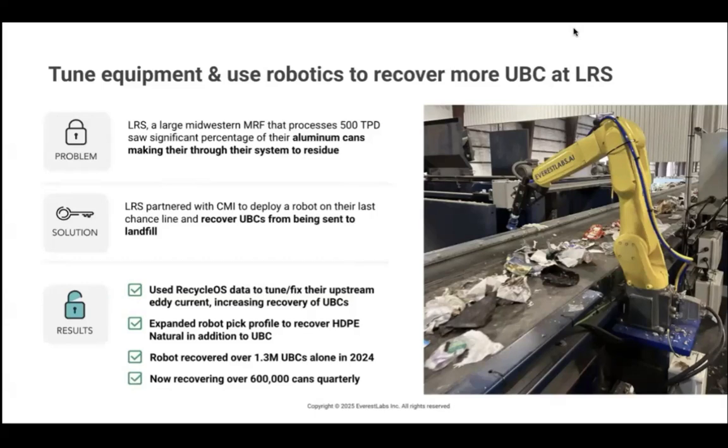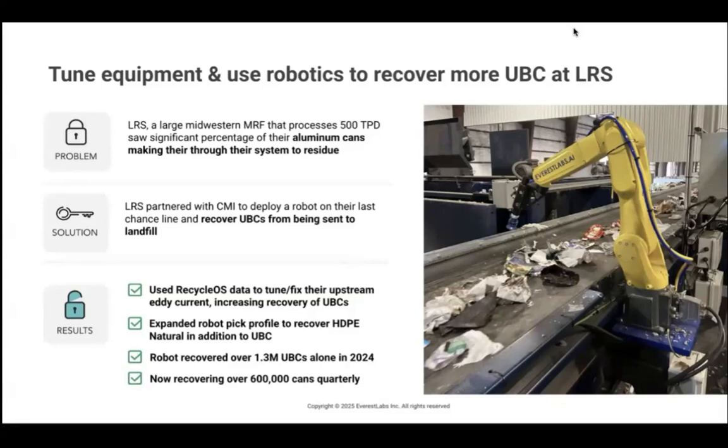And what's great is that after those eddy current changes were made, a lot less UBC ended up making it to the last chance line. But because our robot was installed to pick UBC, we said, hey, now that robot actually has a lot more available picks per minute. So we updated our configurable models to now instruct the robot to begin recovering other valuable materials like HDPE natural in addition to any aluminum cans.